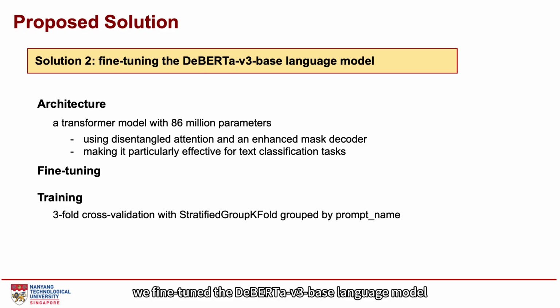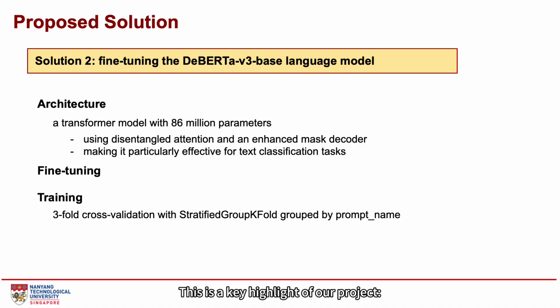We fine-tuned the DeBerta v3 base language model. Thanks to its disentangled attention mechanism, this transformer architecture goes beyond surface vocabulary to learn deep contextual relationships and semantic coherence within long texts. Once the models were selected, our next crucial step was designing the validation strategy.